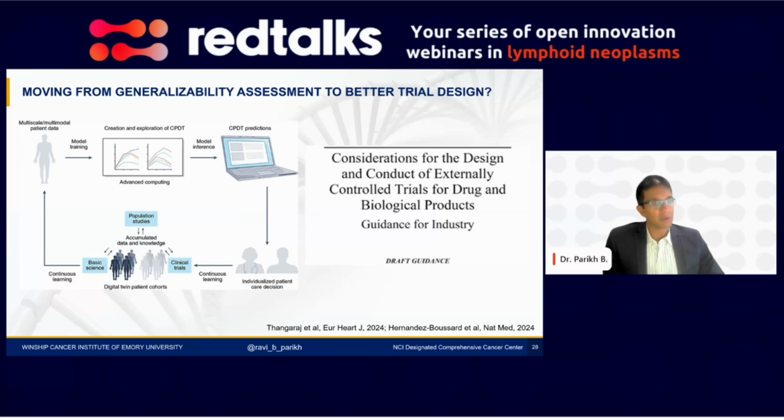So, we've been really excited about the idea of trying to use some of the models we've built to help inform external control arms for these sort of in silico trials, but that's a bit early.